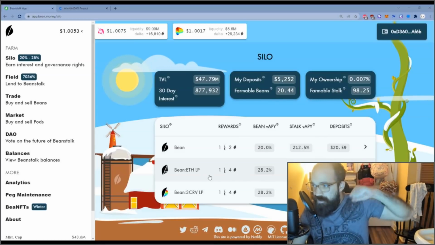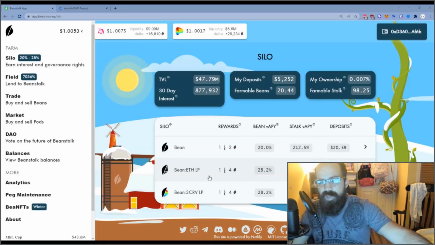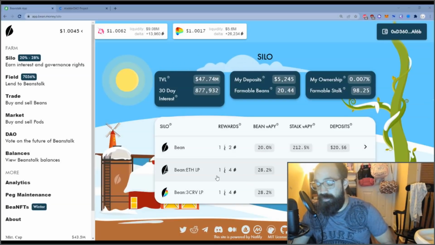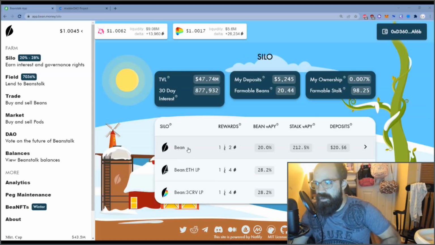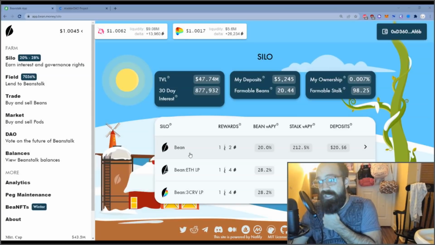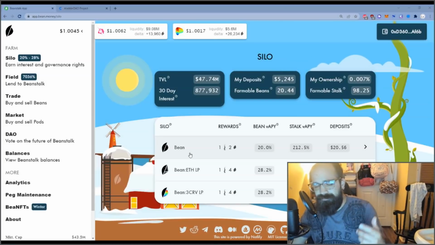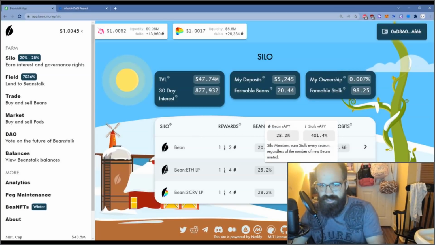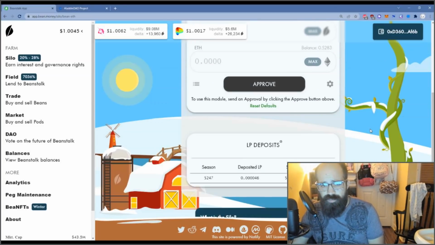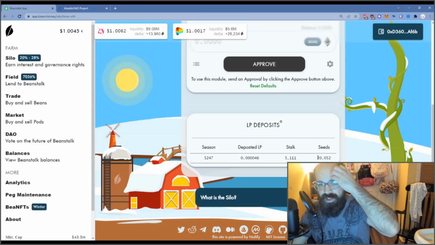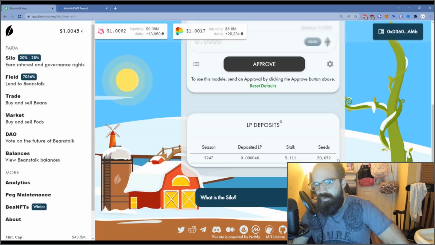When you want to withdraw, there is a 24-hour unbonding period, I guess you could call it. So that's something to know. Your staked assets here are not completely liquid. They're pretty liquid, but there is a 1-day unbonding period. When you click on your deposits, you can see I deposited a little bit before. You can see how many seeds I have, how many stock I have. It's roughly a 1-to-4 ratio.